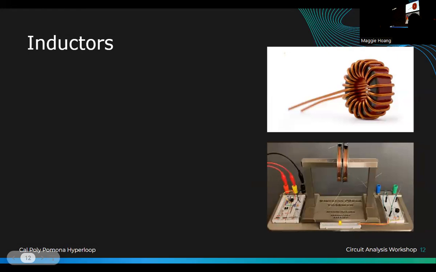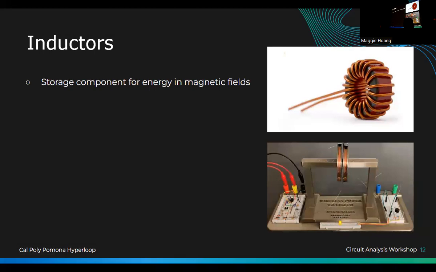All right, inductors. So what are inductors? Inductors are basically the same thing where it stores energy, but this time in a magnetic field, right?